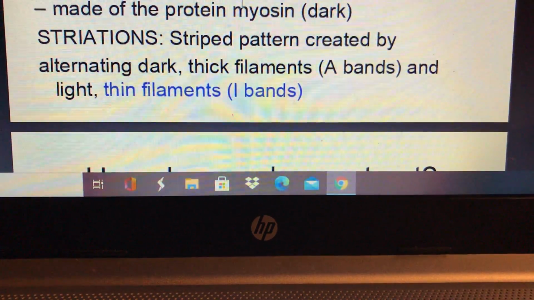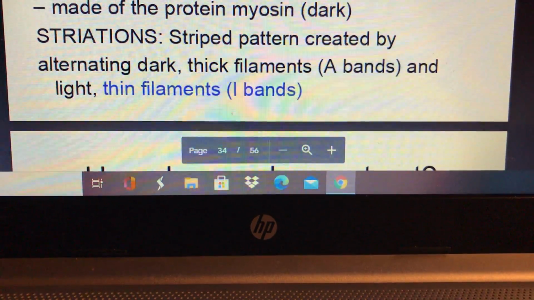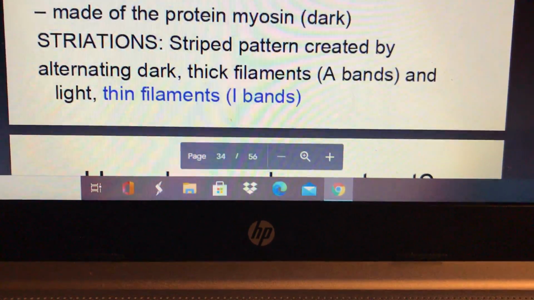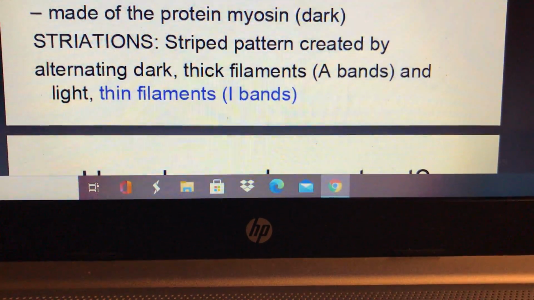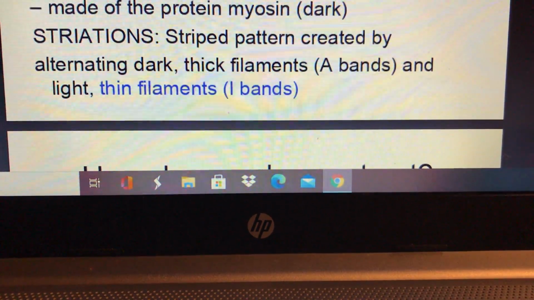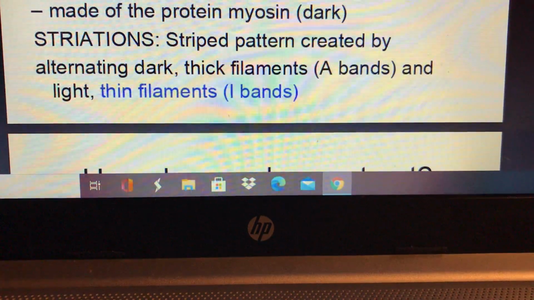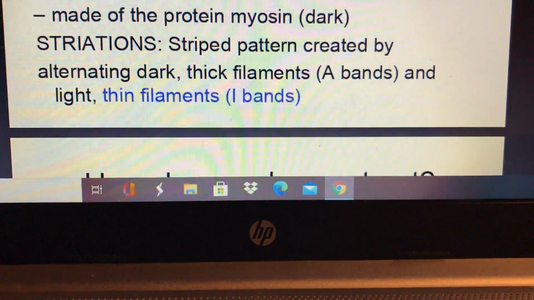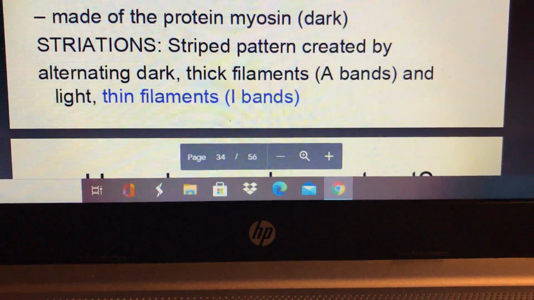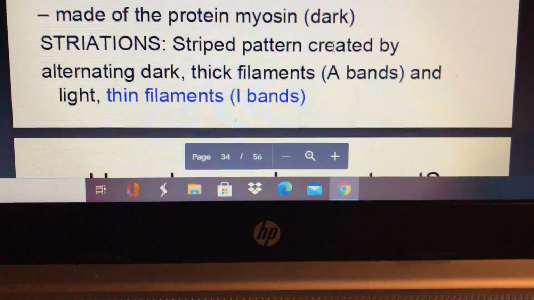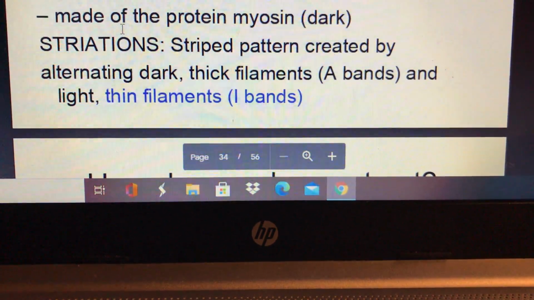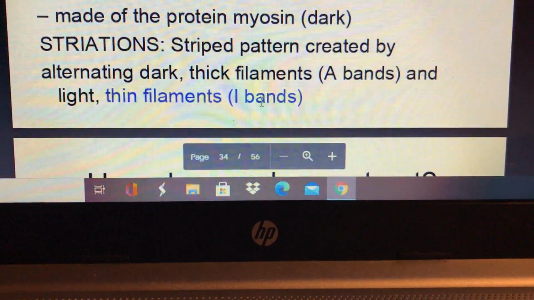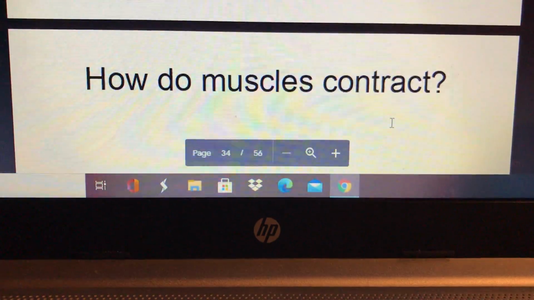The thin filament is in the I band, and actin is light. Both actin and light have I in them, so you can remember it like that: I band, and they belong together. Thick filaments, A bands, myosin, dark. A band, dark. Both have the letter A in them. So thick filaments are made of the protein myosin, and they're dark. Striation, the striped pattern, is created by alternating dark thick filaments, which are A bands, and light thin filaments, which are I bands.